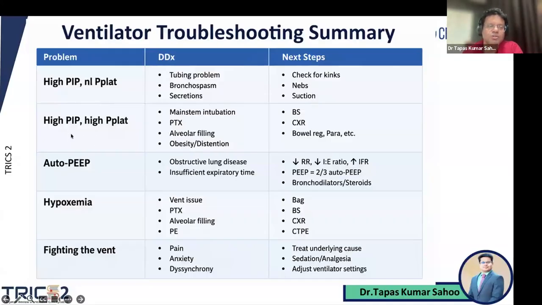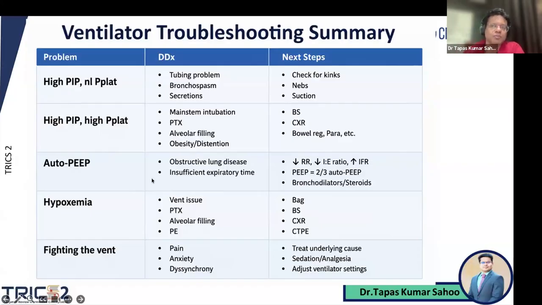Now, there would be another situation where your peak inspiratory pressure would be high and your plateau pressure would also be high. In this situation, what is the problem? It would be along with ARDS, there is a compliance problem. There may also be mainstem intubation, pneumothorax, obesity, distension due to the abdominal pressure rising. So all these things would be the differential diagnosis. Now, as per the problem, you have to opt for maybe bronchoscopy, maybe chest X-ray, or if it is abdominal distension, you have to put an NG tube and decompress that.